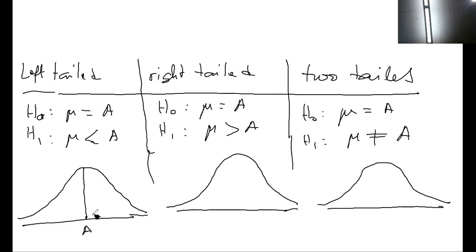We are here. Please pay attention. Is it consistent with the null hypothesis? And if we are a little bit above, is it consistent? If we are somewhere here, is it consistent? Remember, the null hypothesis is kind of the opposite of the alternative hypothesis. The alternative hypothesis here is mu is less than A. So the null hypothesis is what? Mu is greater than or equal to A.